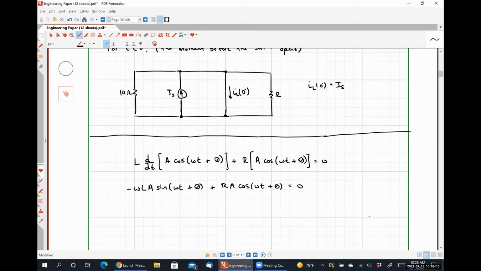And so what I mean by that is that we could say negative omega L A sine omega t is the same as cosine of omega t plus our angle theta plus an additional phase angle of 90 degrees. And then we would have R times A cosine(omega t plus theta) over here. So my question is now, how can you shift one without the other?